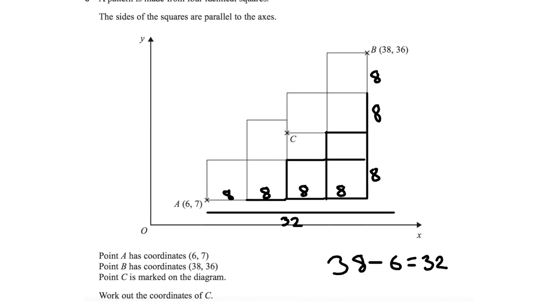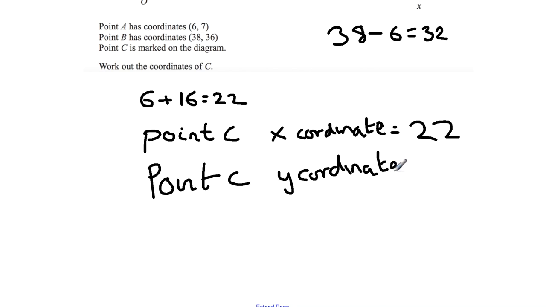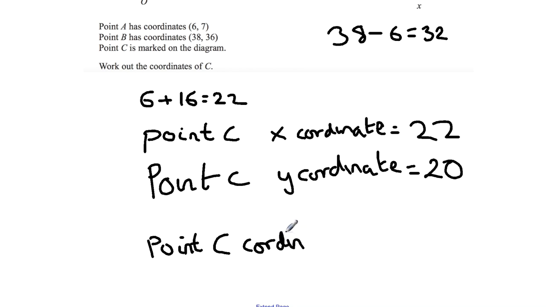So therefore, point C y coordinate equals 20. So overall, point C's coordinates are 22 and 20. So that's our final answer.